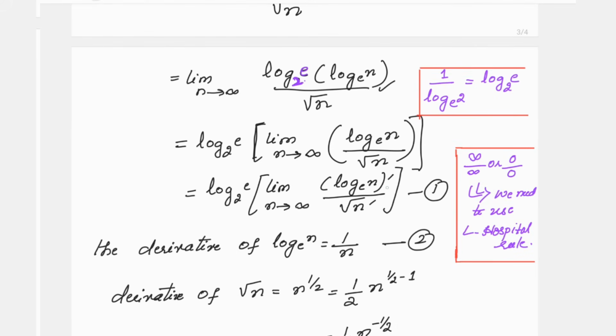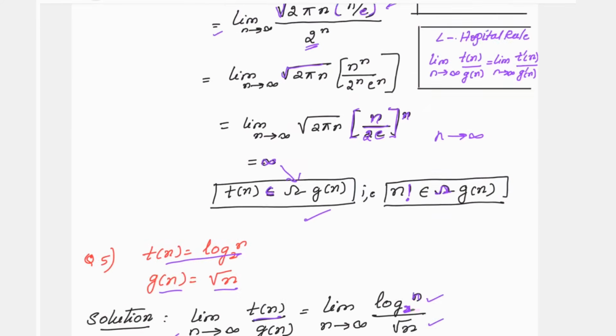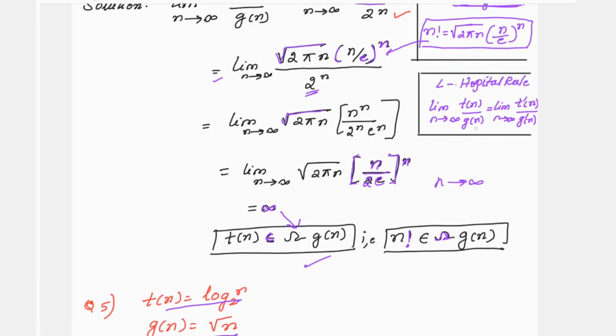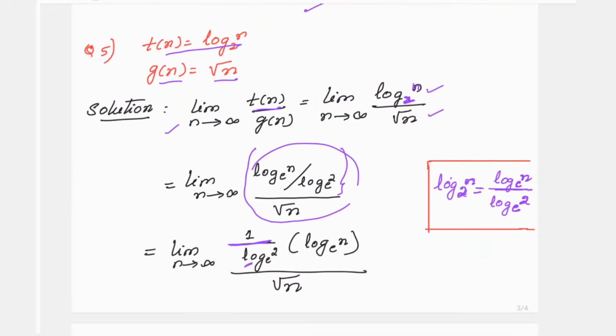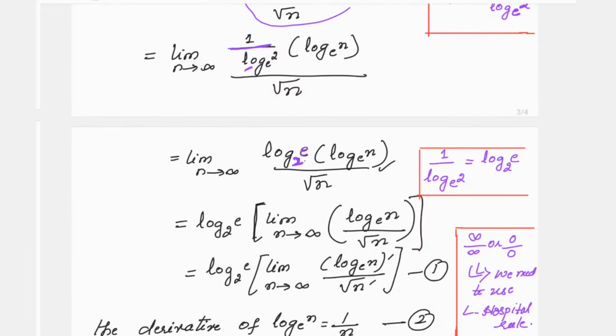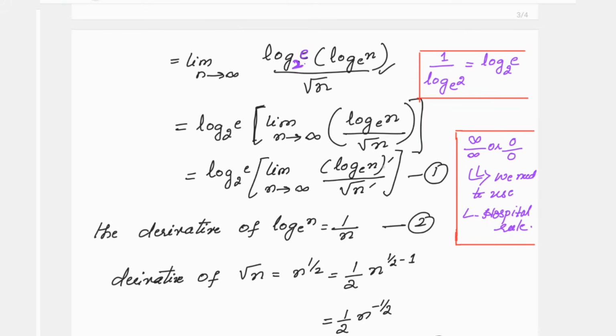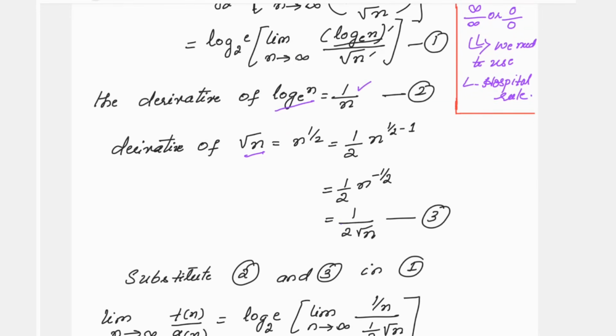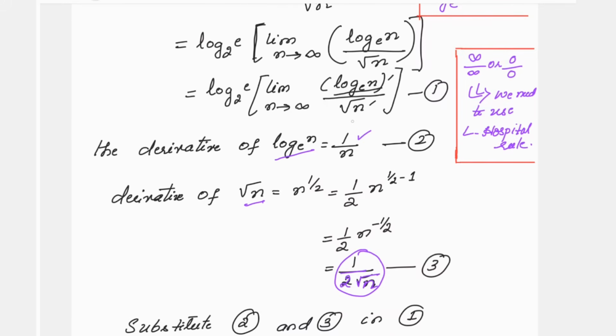So at this point we need to apply the L'Hopital rule. L'Hopital rule is: limit n tends to infinity, T of n divided by g of n is equal to limit n tends to infinity, T dash of n divided by g dash of n. So you have to take the derivative for these two terms. When you take the derivative for this term, for the first term log n to the base e, the derivative is 1 by n, and the derivative of root n is 1 divided by 2 under root of n. So you are going to substitute this in the denominator and this in the numerator. This is because of the L'Hopital rule.